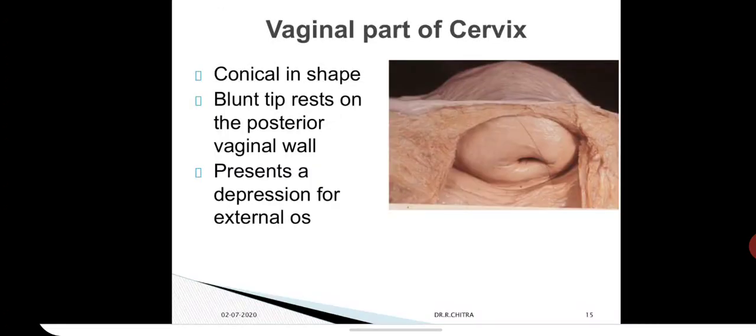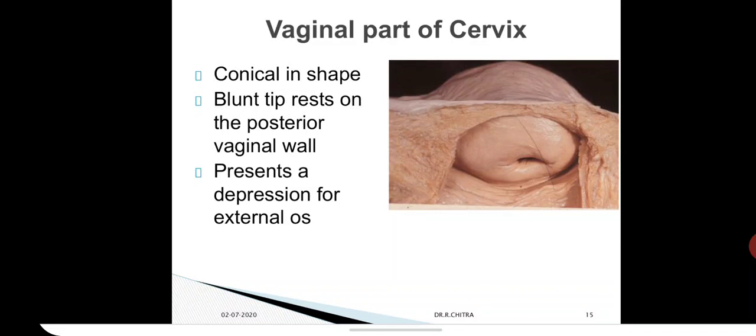You see the vaginal part of the cervix. It is conical in shape. Its blunt tip rests on the posterior vaginal wall. The cervix is protruding through the anterior vaginal wall, so it is resting on the posterior vaginal wall. The tip presents a depression for the external os. The internal os is the junction of the body and the cervix. The external os is now seen, through which the cervical canal communicates with the vagina.